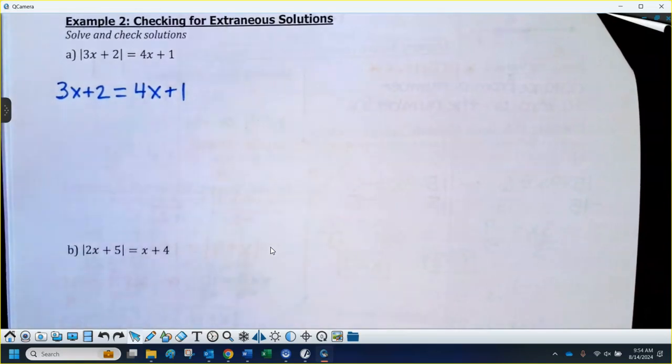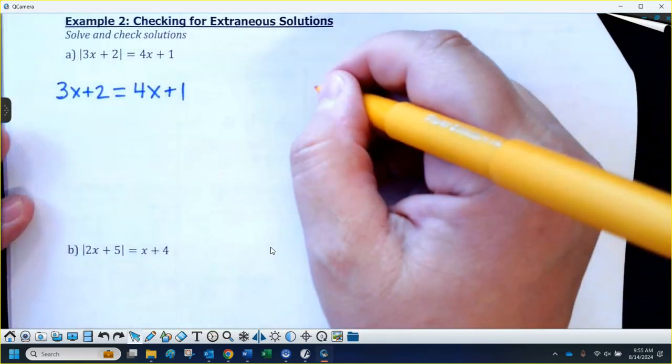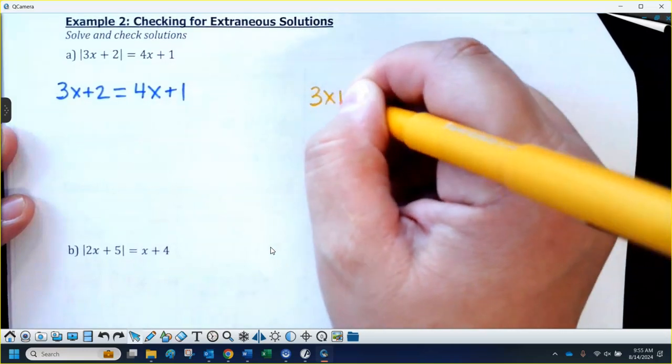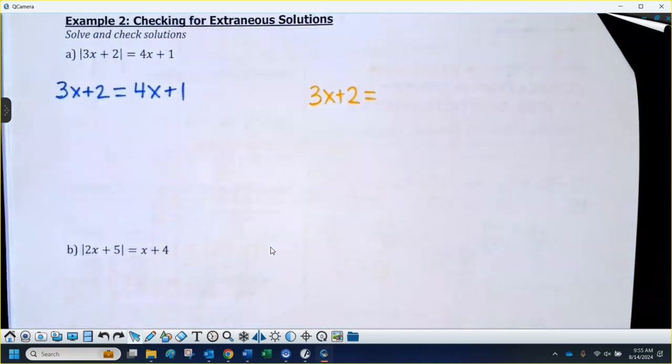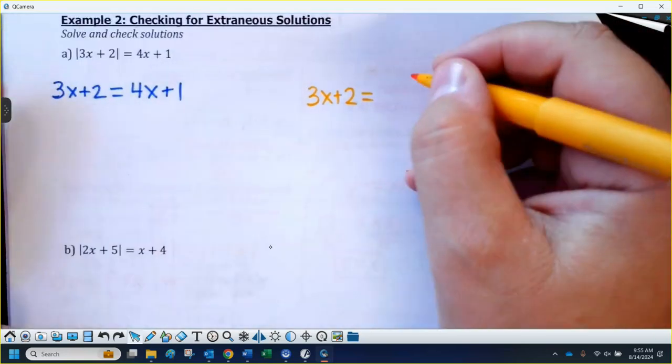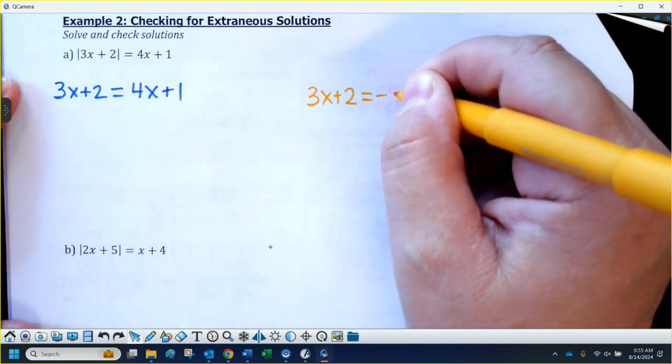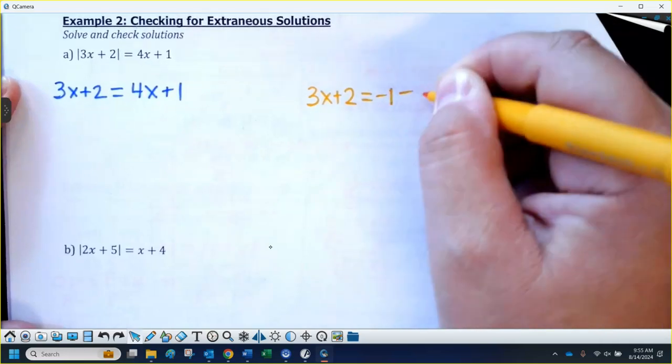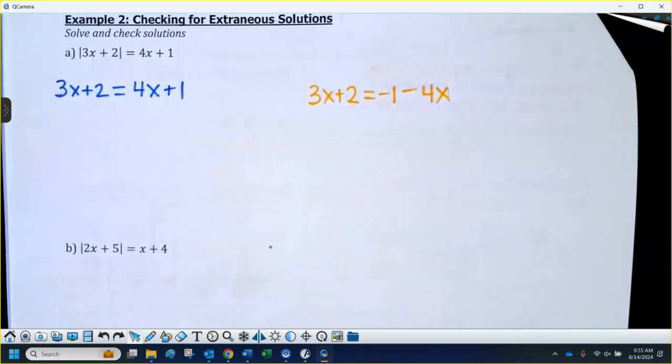Now, for the other potential answer, I'm just going to drop the absolute value, but now instead of doing 6 or negative 6, I have to do the opposite of the expression. So if I had 4x plus 1 here, can anybody tell me how they'd write the opposite of that expression? What do you think? Negative 1 minus 4x. Yes. You can also write negative 4x minus 1, whatever your preference is, as long as you switch the sign of any of the terms that you have.